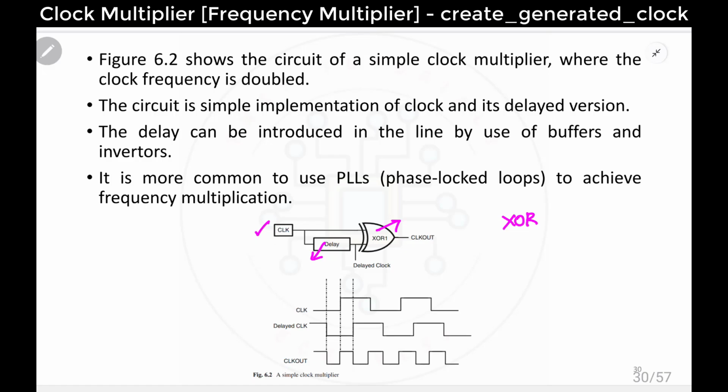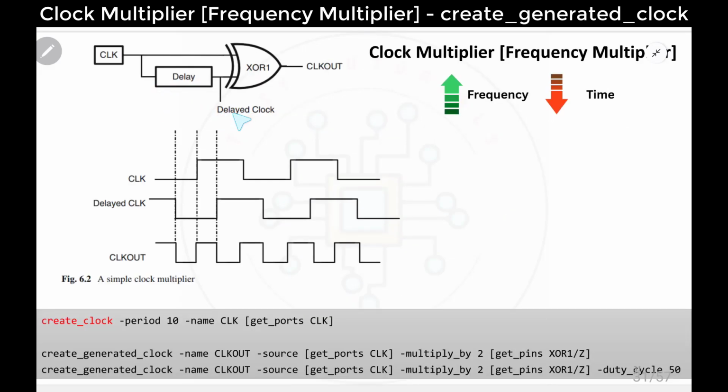The first input is the clock and the delayed version. Whenever these two are given as input to the XOR, I am getting the output as CLK out. So let us try to understand this waveform. You can see the same figure I have taken here. Initially I am taking the clock and the delayed clock. Generally, to get delays you can use either inverters or buffers. This is the waveform which I am getting as the delayed clock. This is one input, this is another input.